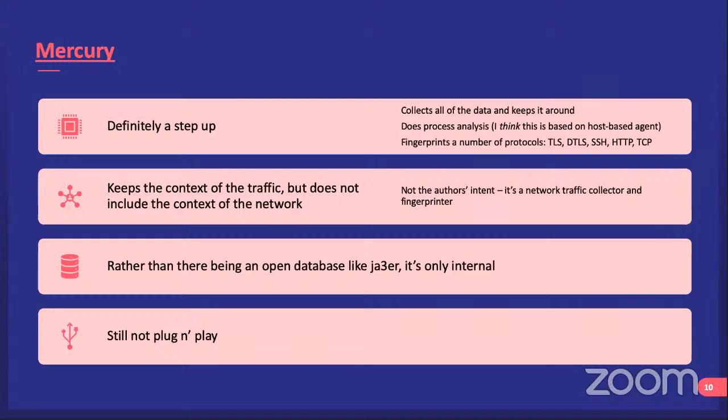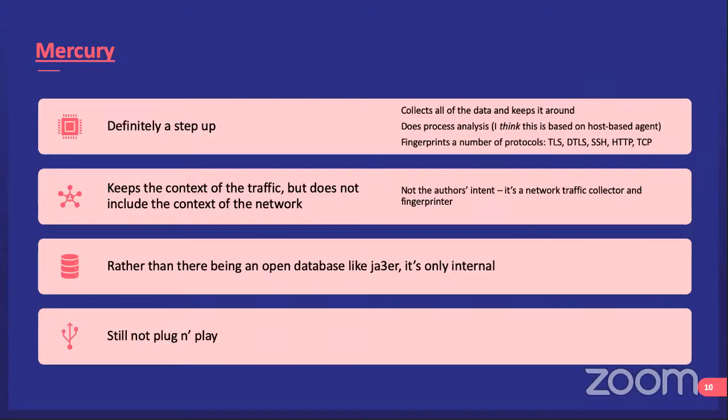I couldn't find this on the Mercury GitHub, but I believe I remember it from back when it was Joy, where they said they were using some sort of host-based agent on the network they were monitoring, and then cross-referencing the host-based information with the network so they could say for sure, this is exactly this thing. It also fingerprints a number of protocols, not just TLS, but DTLS, SSH, HTTP, TCP. It does more than just TLS, which is obviously different than JA3.